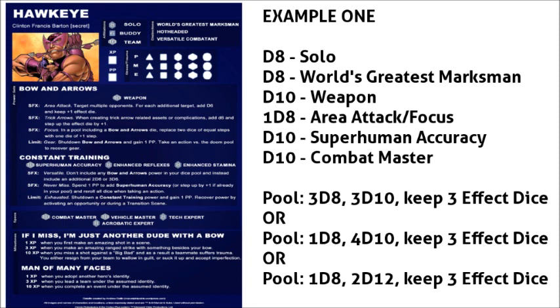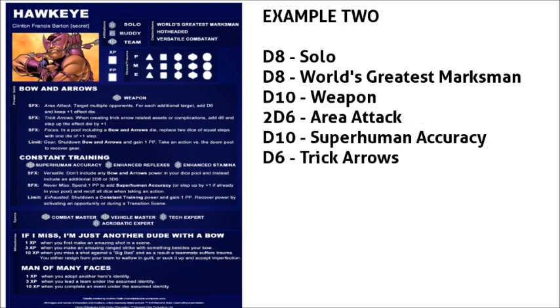Same situation, but now he doesn't want to kill anyone. The last one, we're just shooting arrows and presumably dealing physical stress. This time, we're trying to be a little bit more non-lethal, so we're going to use those trick arrows. So again, we assemble the pool the same way: D8 solo, D8 world's greatest marksman, D10 weapon, 2d6 area attack because that's still going on, D10 superhuman accuracy.